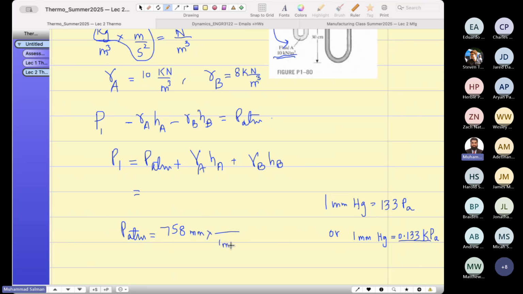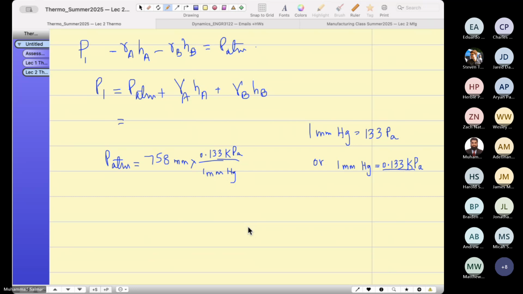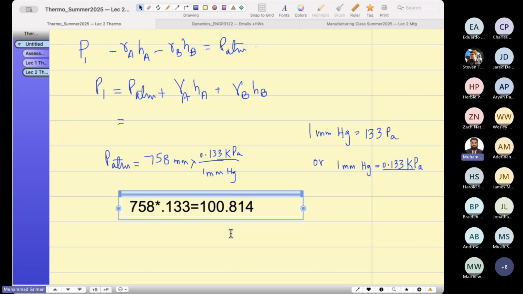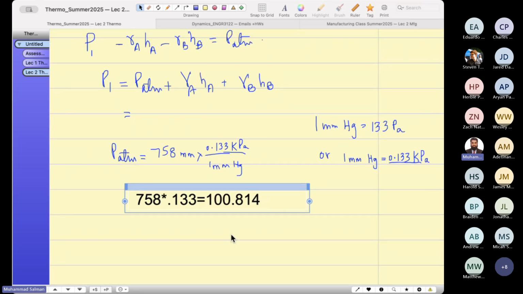So let's convert it into kilopascals. 1 millimeter of mercury equals, the right hand side is 0.133 kilopascals. And then you will plug it in over here. So let me write it down here: 758 times 0.133, that is about 100.8 kilopascals. And specific gravity, specific weight, sorry, specific weight.